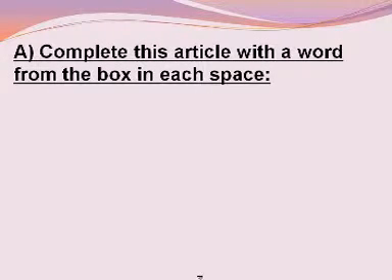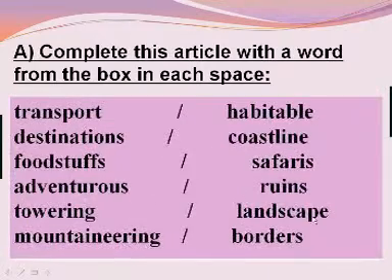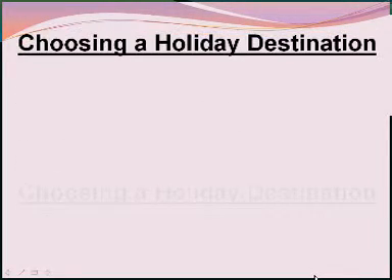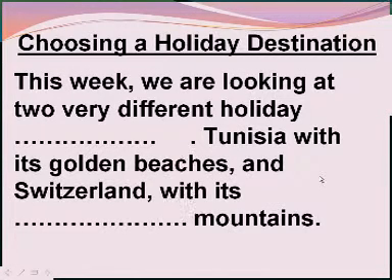Now, we will start with this exercise to refresh your memory. Complete this article with a word from the box in each space. And here are the words again: transport, destinations, foodstuffs, adventurous, towering, mountaineering, habitable, coastline, safaris, ruins, landscape, and borders. Okay, the article has the title Choosing a Holiday Destination. Please try to complete it while you are following.